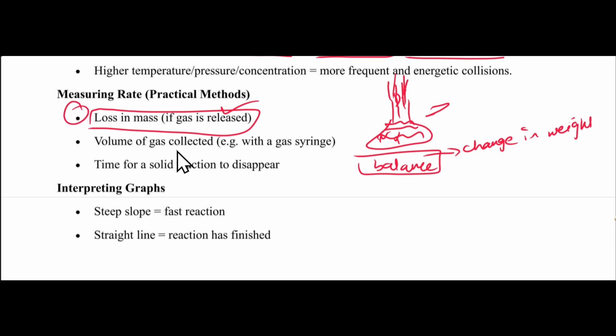Second is the volume of a gas collected. You can also do another method by measuring the volume of a gas, but then you have to close this beaker so that no gas can go out, and you can use a syringe over here to measure the volume of a gas. And when you measure the volume of gas, you can also measure the rate of reaction. How? With the time, that is, how much time it is taking to get a specific volume of a gas.